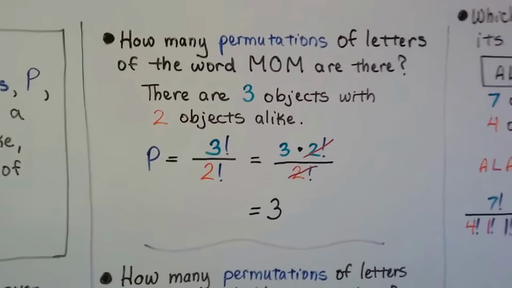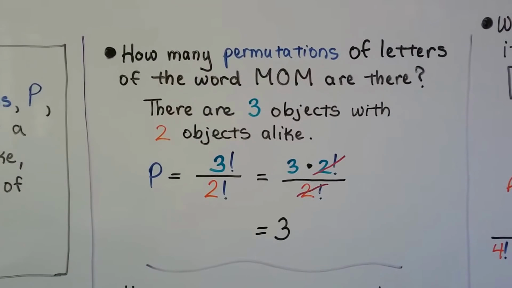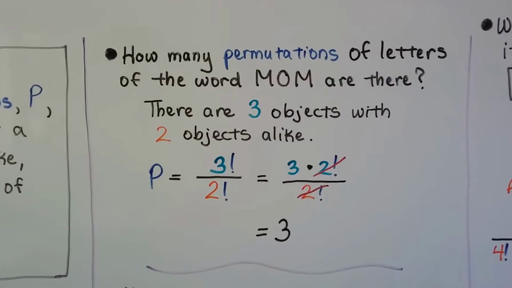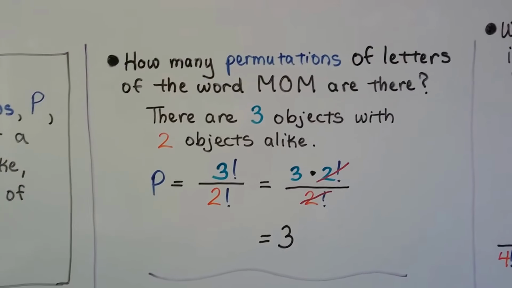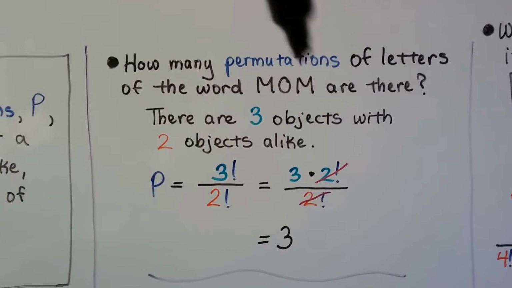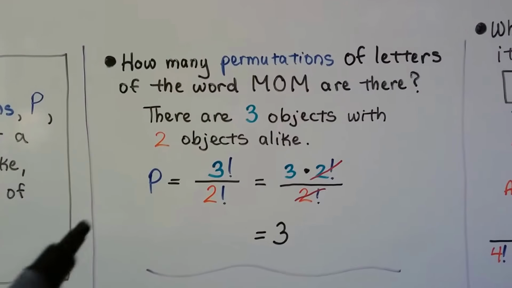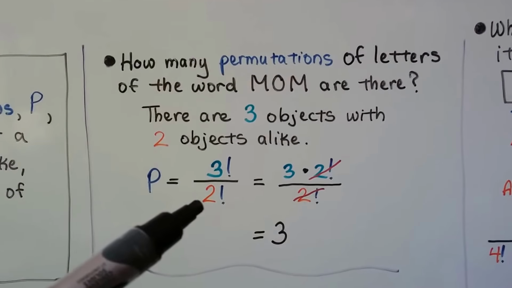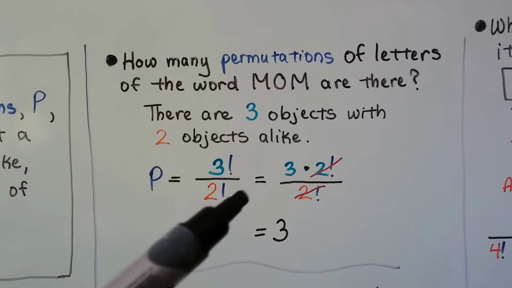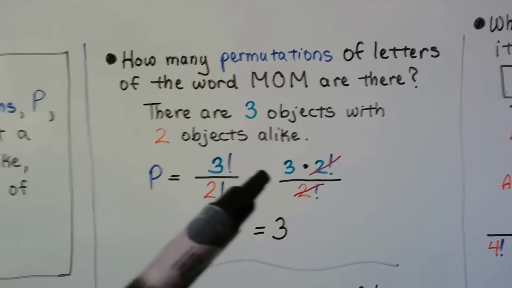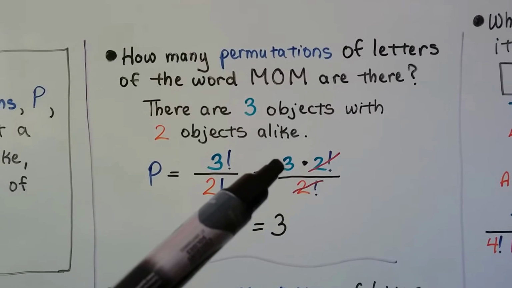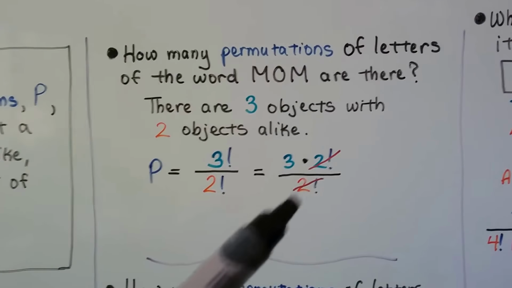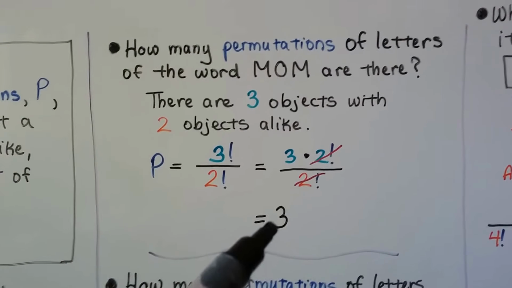How many permutations of letters of the word MOM are there? So we have 3 objects with 2 objects alike, the 2 capital M's. We have P equals 3 factorial over 2 factorial. We can write the 3 factorial as 3 times 2 factorial, we can cancel out these common factorials, and we get a 3.